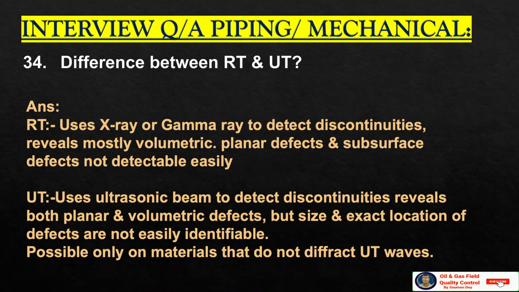What is the difference between RT and UT NDT methods? RT uses X-ray or gamma ray to detect discontinuities and reveals mostly volumetric defects. Planar defects and subsurface defects are generally not easily detectable. UT uses an ultrasonic beam to detect discontinuities and reveals both planar and volumetric defects, but the size and exact location of the defects are not easily identifiable. It is possible only on materials that do not diffract UT waves.